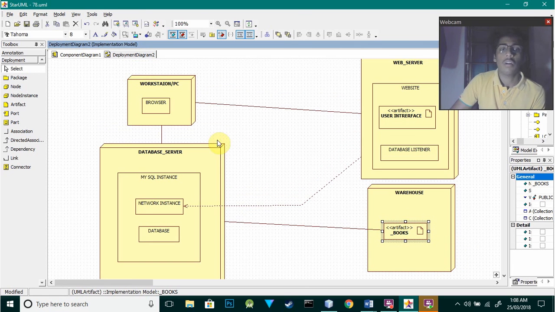So these are the four parts: the workstation, the web server, the database server, and the warehouse that are required for the ebook management system, the deployment diagram.